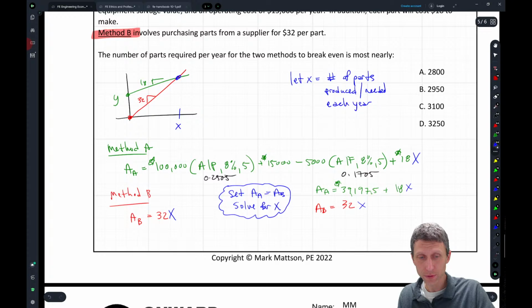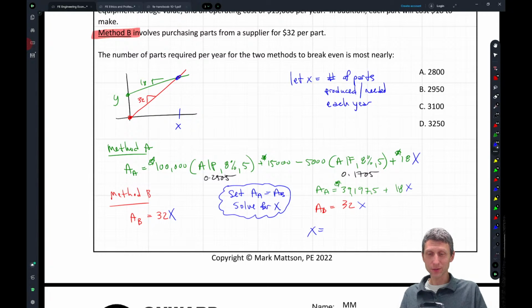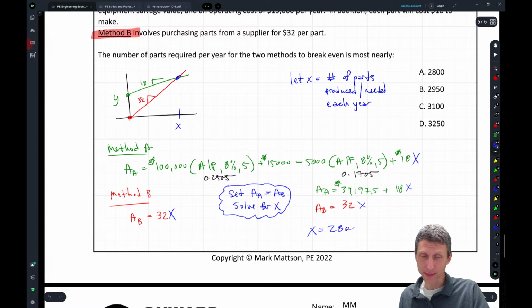Okay, so if we set those two equal to each other, we should be able to solve and say that X equals, what is this? It's 32 minus 18, so 32 minus 18 is going to be 14. So basically it's 197.5 divided by 14. So I got basically $2,800.